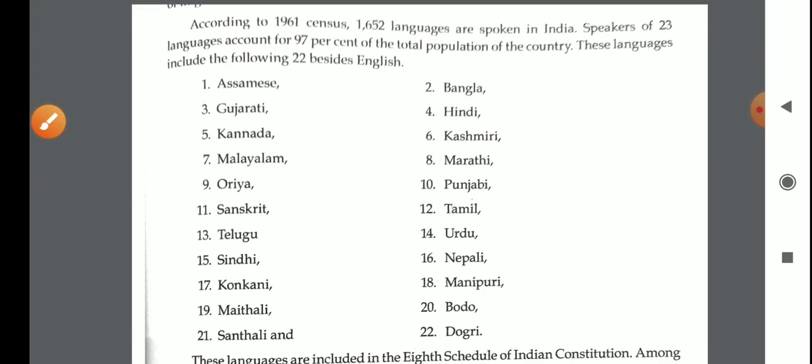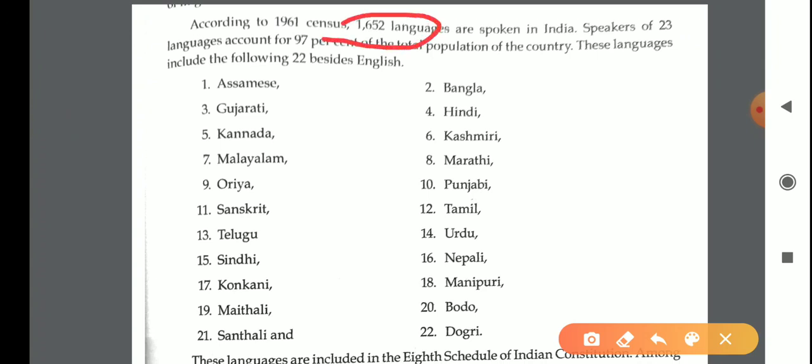Now if we talk about the linguistic composition, you can see there are 1652 languages spoken in India, okay. Overall there are many languages, but the 1961 census identified these 1652 languages. But the main languages of India are 23.